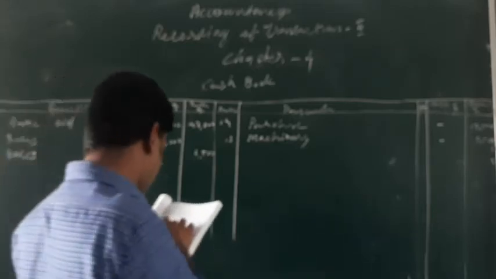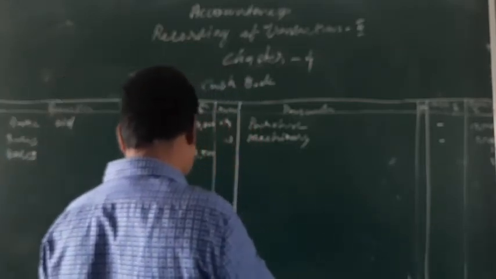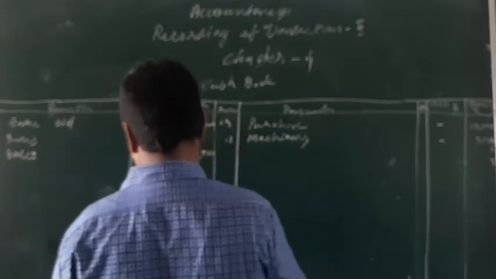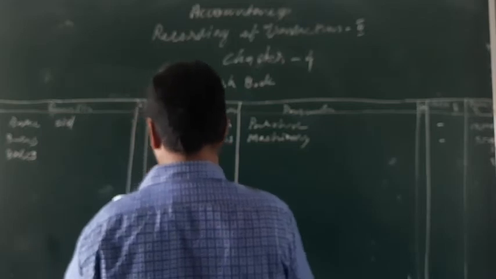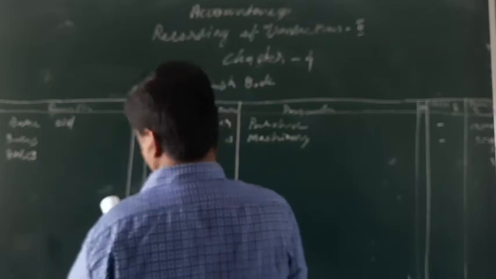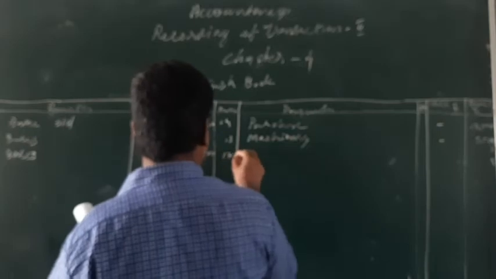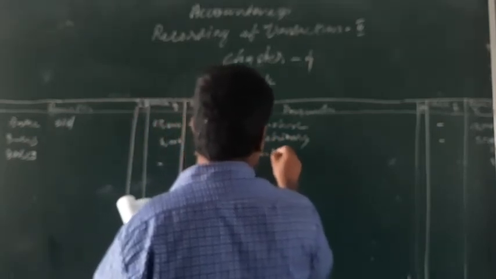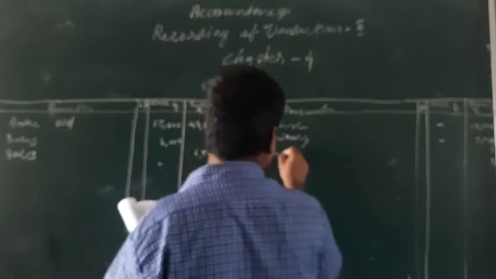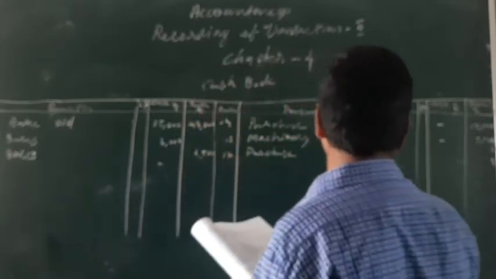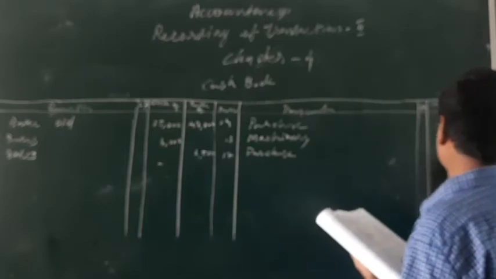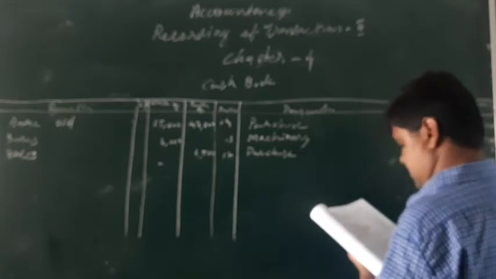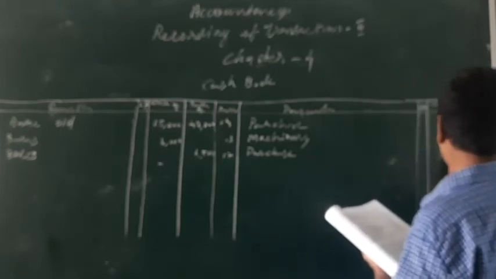Next transaction is on 17th, purchase goods from Mridula in cash. So we purchased something and paid cash. This is goods we purchased. On 17th we write this is purchase of goods, that is why we mention purchase itself. We paid cash to Mridula, so we write 17,400.